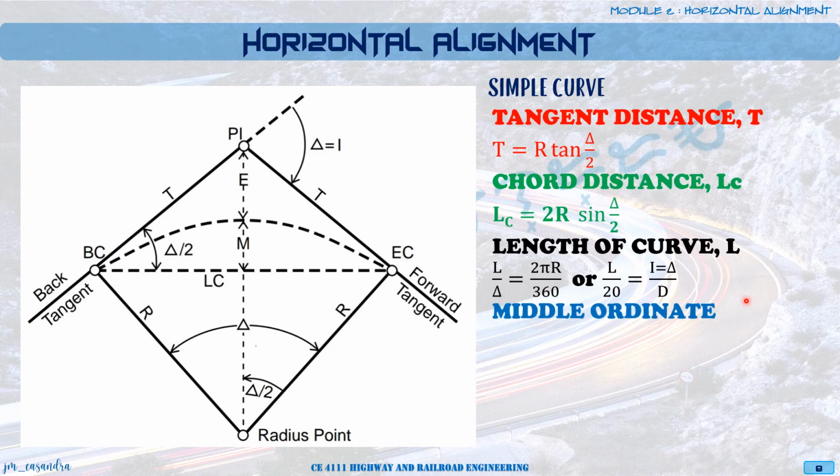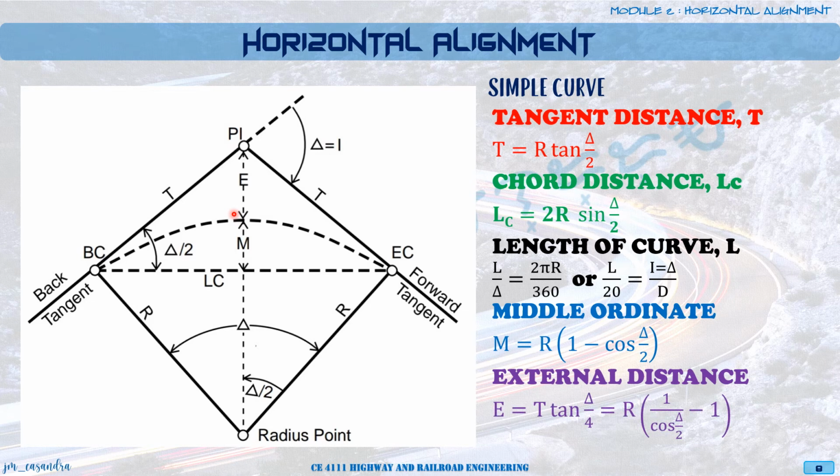Next, we have your middle ordinate, M. This one is defined as R times 1 minus cosine delta over 2. Then we have your external distance, E, equal to R tangent delta over 4, or that's equal to R times 1 over cosine delta over 2 minus 1. But basically, for our horizontal alignment, what we will be needing is this distance, your middle ordinate. Okay?